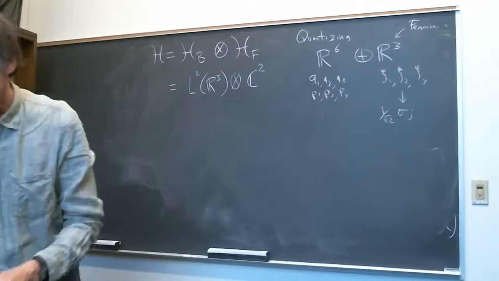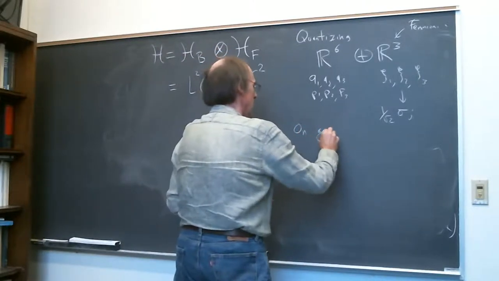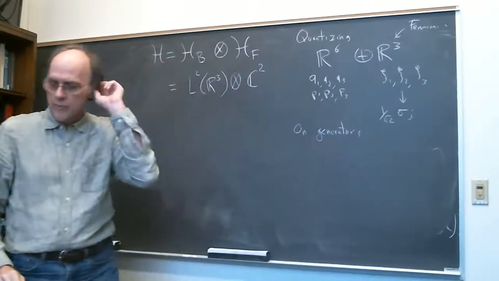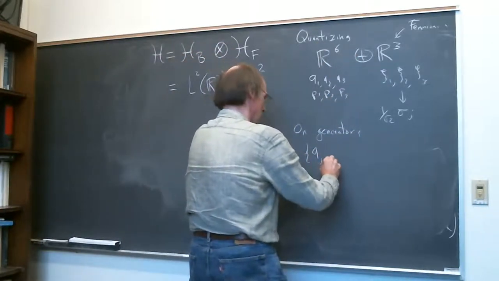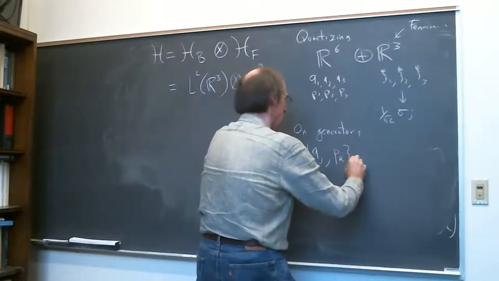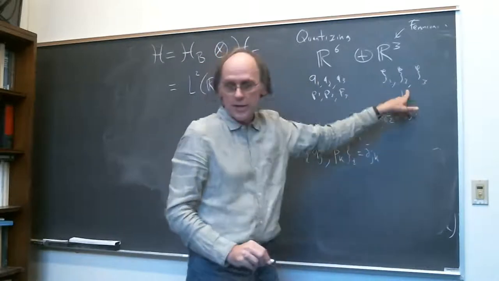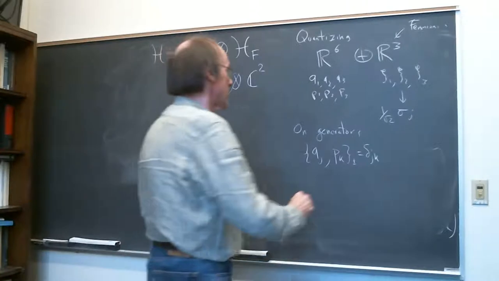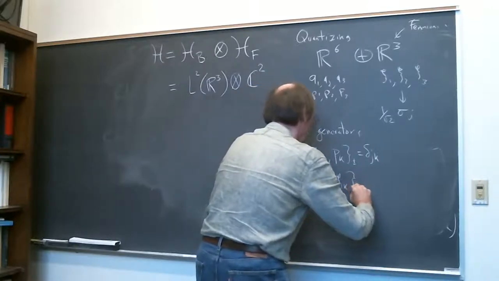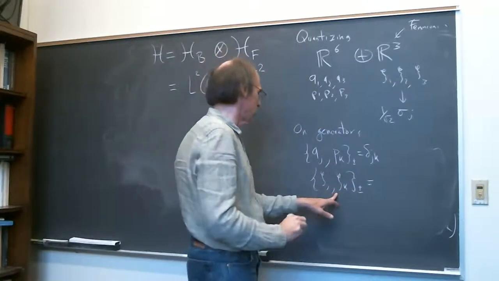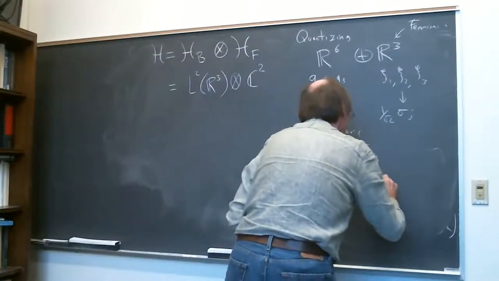Now, if we go back a little bit to the quantization on generators, the non-zero super Poisson brackets you have over here are the {Q_j, P_k} equal to delta jk, and then the psi's satisfy {psi_j, psi_k} equal to delta jk, right?